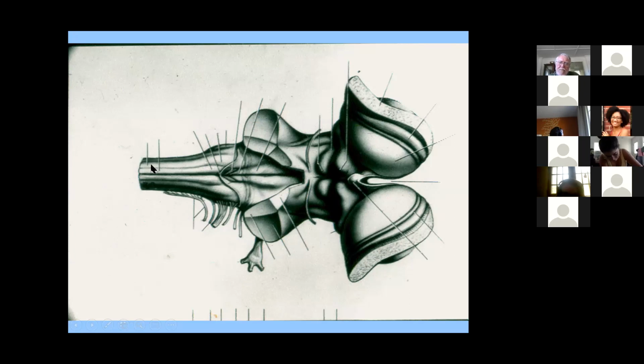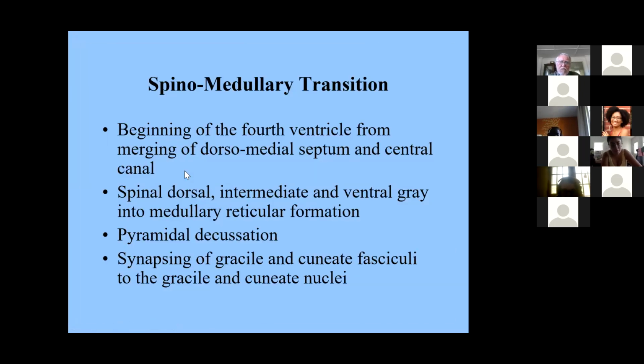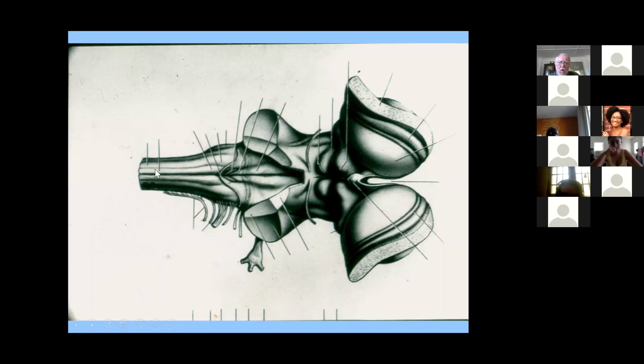And then what we see on the dorsal surface of the medulla is either the fasciculus gracilis running into the nucleus gracilis, or the fasciculus cuneatus running into the nucleus cuneatus. And then what we see also all through this is a series of the more laterally leading cranial nerves.